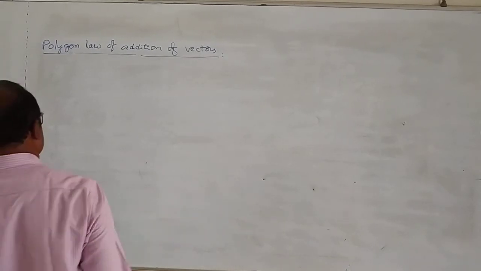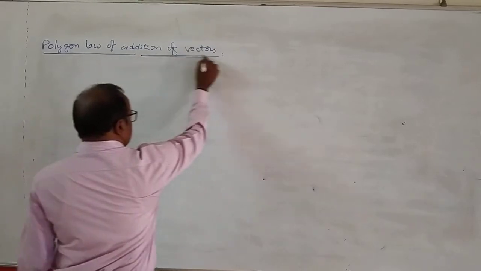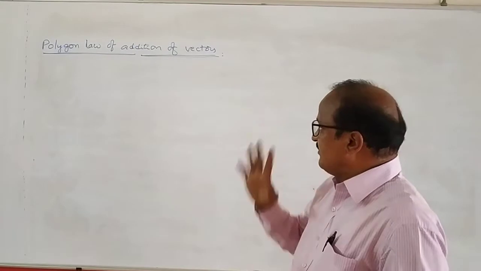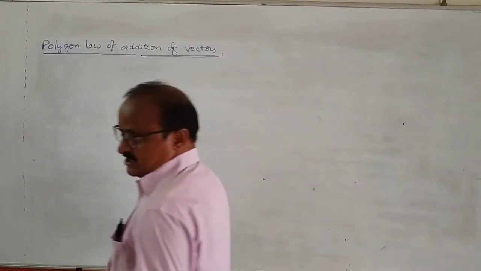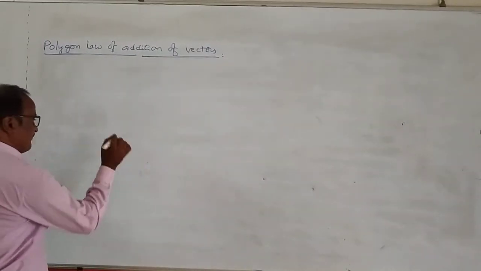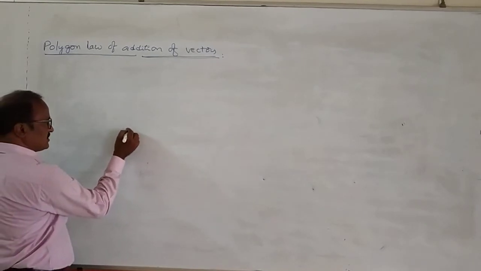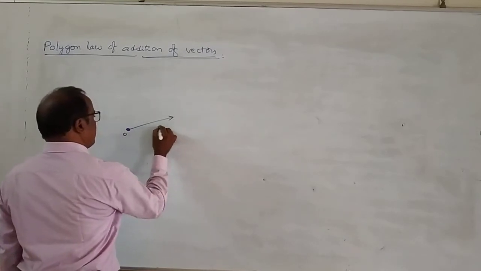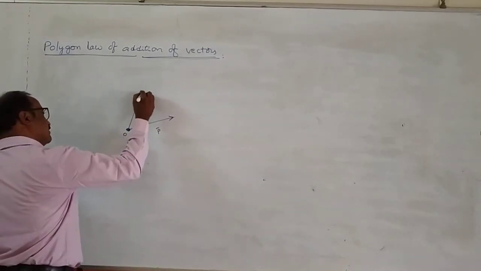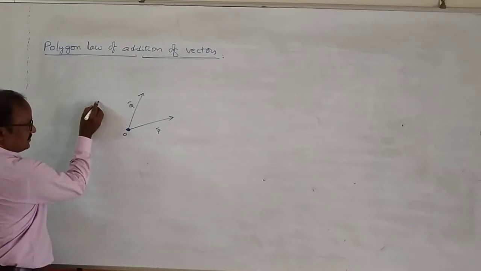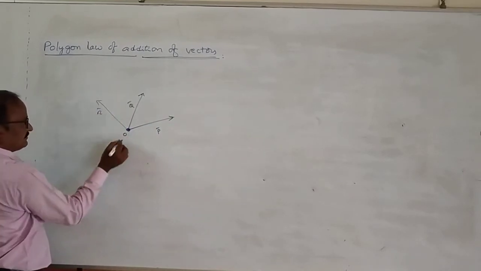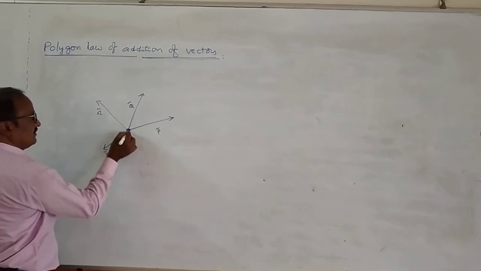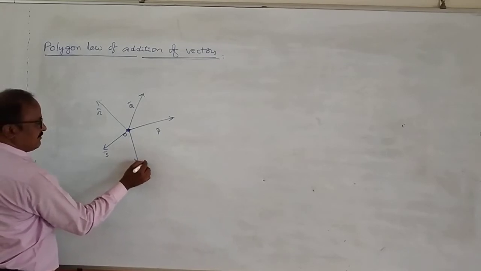Right? There is one more law for the addition of vectors. That is called the polygon law of addition of vectors. In this polygon law, there are so many forces here. This is the point O. Let P bar be one of the forces, Q bar the other force, and this is R bar, S bar, and this is T bar.